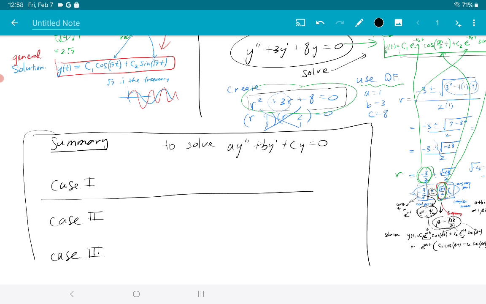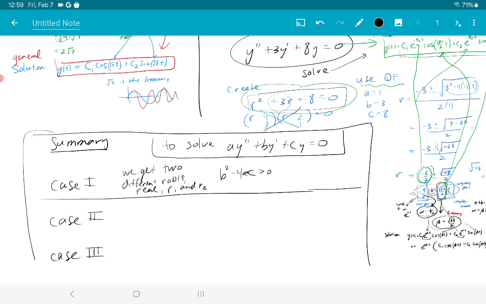In case 1, when does that happen? We get two different roots, which are real numbers. Call them R1 and R2. When does that happen, by the way? That happens when in this expression right here, b squared minus 4ac, that's the part underneath the square root of the quadratic formula, that's greater than 0.